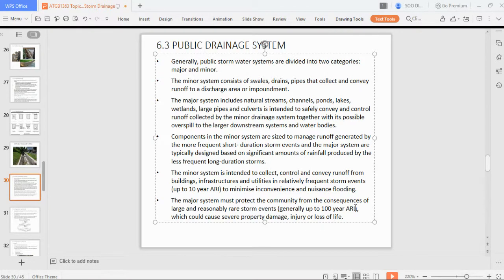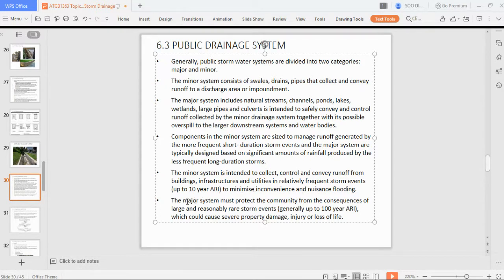So as I previously said, in maybe 10 years, 50 years, 100 years, there'll be a large rare storm event where you have a very heavy rainfall. So a minor system is just designed up to maybe a 10-year storm level event. Based on 10 years of rainfall data, a minor system is designed to cater up to that level.